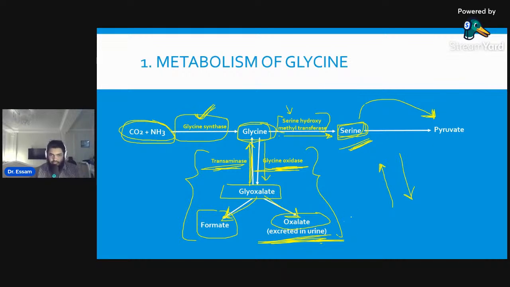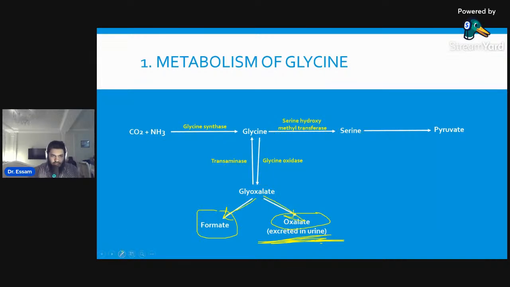Okay. All right. So I was explaining that glyoxylate can convert to oxalate and formate. Now the problem occurs when this transaminase stops working. So if the transaminase stops working, what do you think will happen? Just try to think what is going to happen if transaminase stops working. So this reaction is okay, but this reaction has stopped.